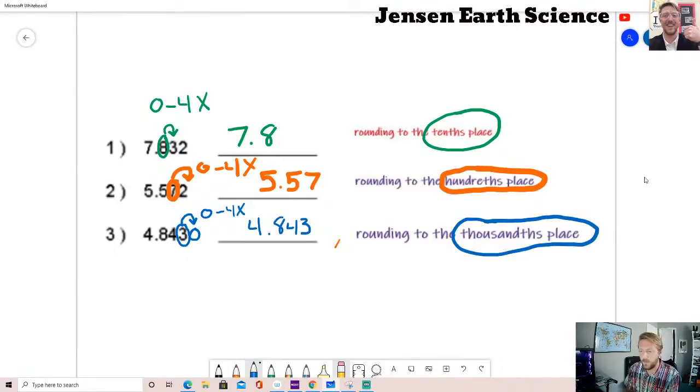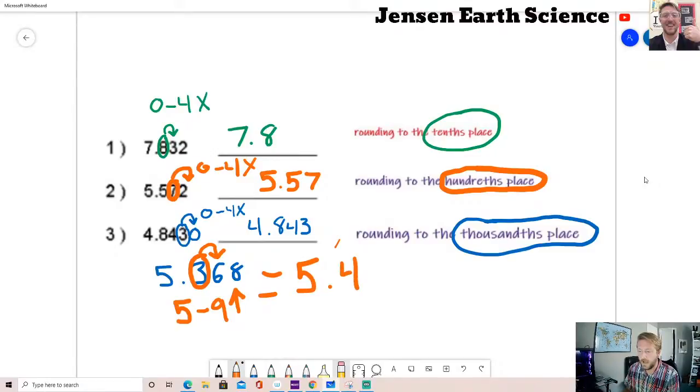So I'll make up a number for a third example, 5.368. In this case, let's round to the tenths for this example that I just drew up. So I'll find my tenths place, which is a 3. I'll look over to its right. I find a 6. And anything from 5 to 9, you'll add 1. You'll go up 1. So I have to change the 3 this time. So in this case, I will have 5.4 as my answer.